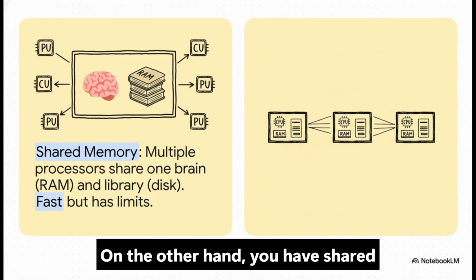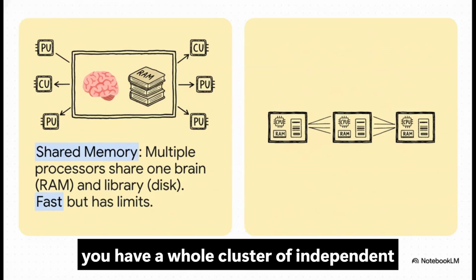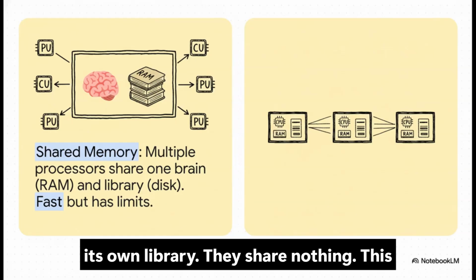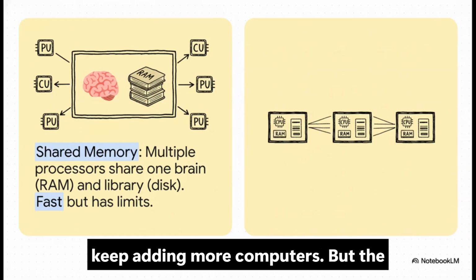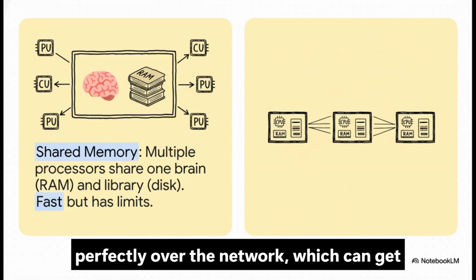On the other hand, you have shared nothing. This is totally different. Here, you have a whole cluster of independent computers. Each one has its own brain and its own library. They share nothing. This setup can scale almost infinitely. You just keep adding more computers. But the challenge is getting them all to coordinate and talk to each other perfectly over the network, which can get really complex.